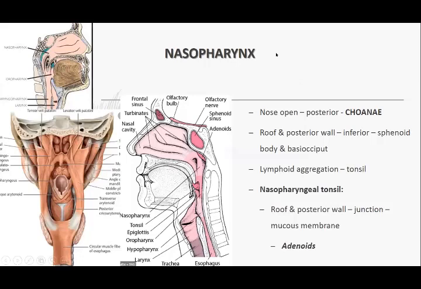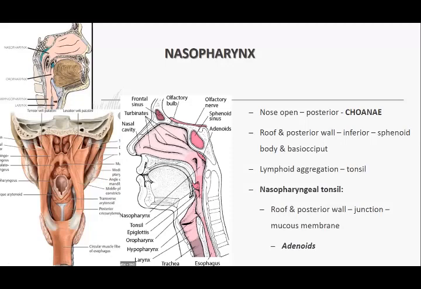Let's continue and discuss the anatomy of the nasopharynx. The nasopharynx, as I just told you, is lying posterior to the nose. So as a result, the nose posteriorly opens into the nasopharynx. The posterior opening of the nose is into the nasopharynx. This is the posterior opening of the nose. This is the nasal septum. The bone forming the nasal septum is the vomer. So this is one nasal opening. This is the other nasal opening. They are opening posteriorly into the nasopharynx.